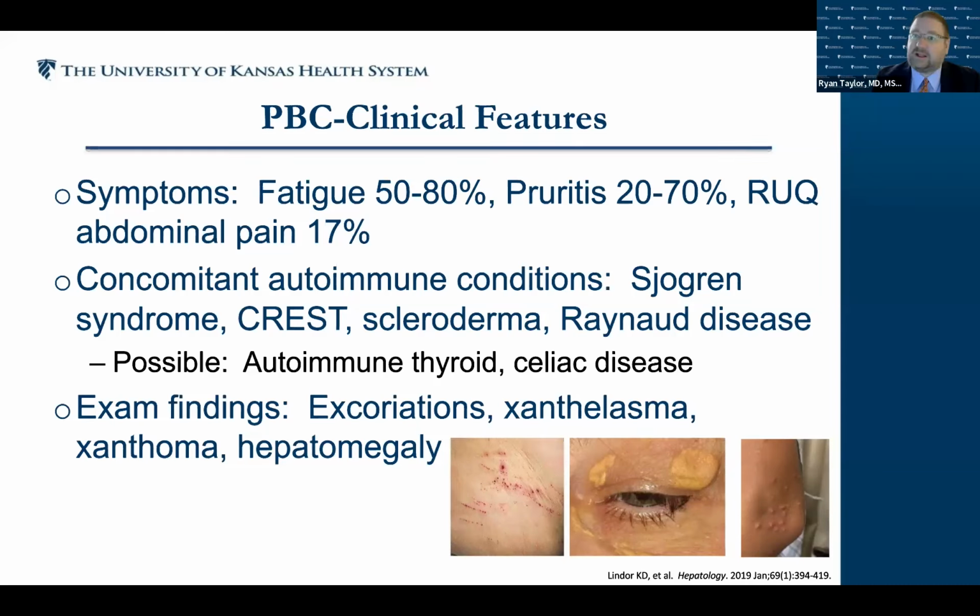So when we examine these patients, we frequently will see skin excoriations. In the worst cases, the patients just can't even sit still. They're scratching so much in the visit, and you immediately have an idea of what's going on. You can see xanthelasma, which are the cholesterol deposits around the orbit, and then xanthomas, which are seen in other parts of the body over extensor surfaces, and about 20 to 30% of patients may have hepatomegaly.